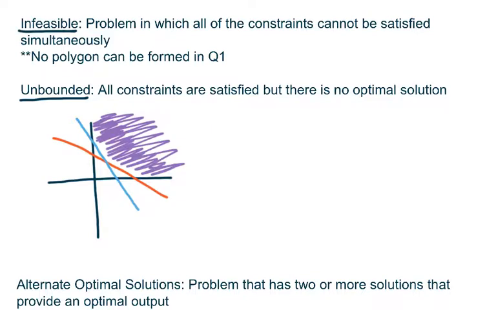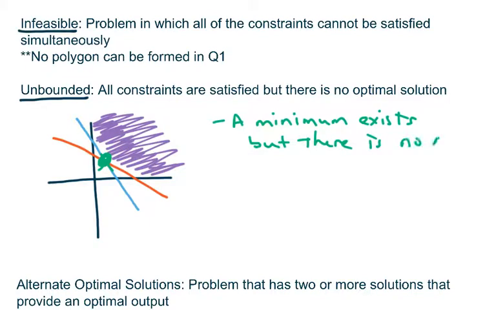Now, this would be an example where we do have a minimum value. We would have a minimum point right in here, okay? But there's no maximum. We could say a minimum exists, but there's no max. And that would be an example of an unbounded situation. The constraints are all satisfied. All of your possible outcomes are in here, but there's no one that optimizes or maximizes your situation. There might be one that minimizes it, but it's not maximized. And that's what unbounded looks like.